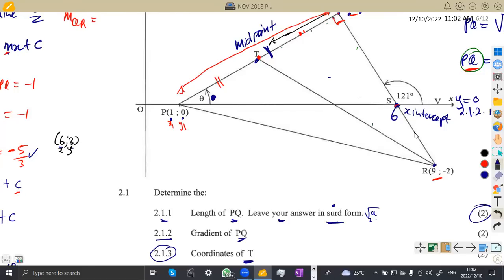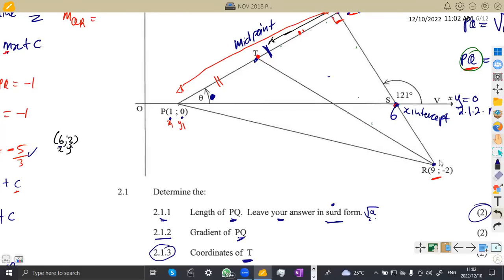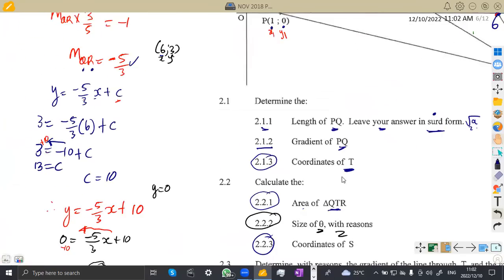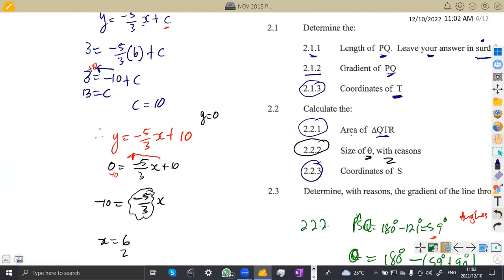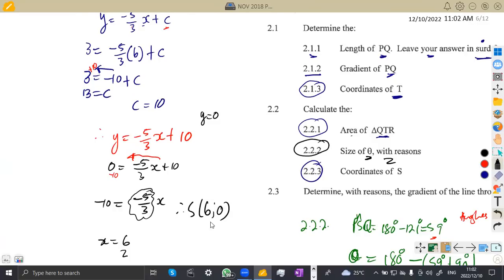X is 6. So therefore, the coordinate of S is going to be (6, 0), because we need the coordinate, which is found by the value of x and the value of y. So therefore, the point S is going to be (6, 0). So that was actually the concept that you had.